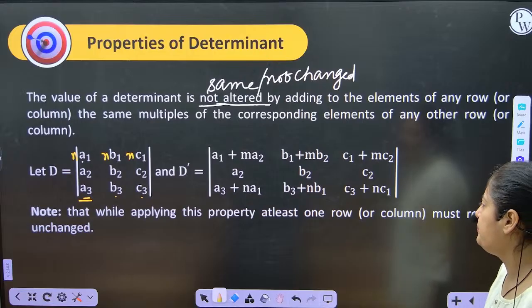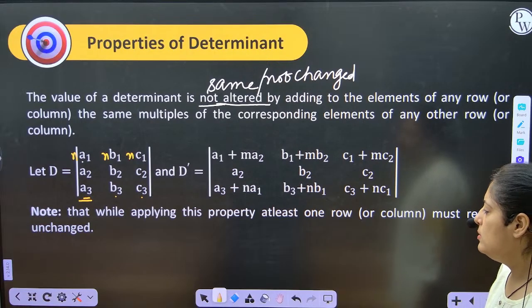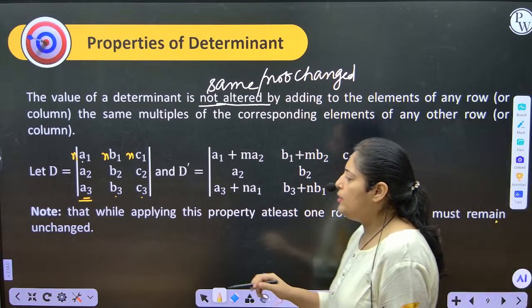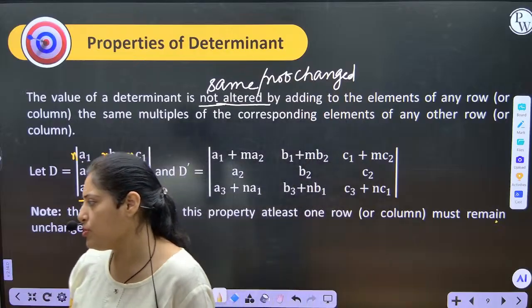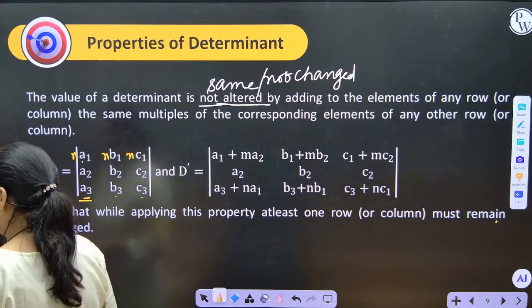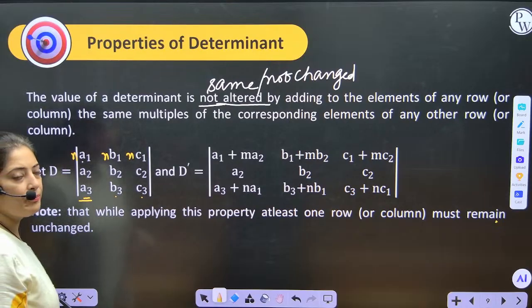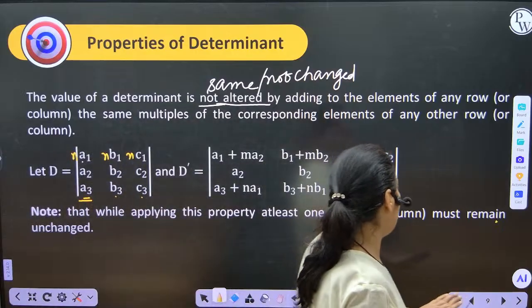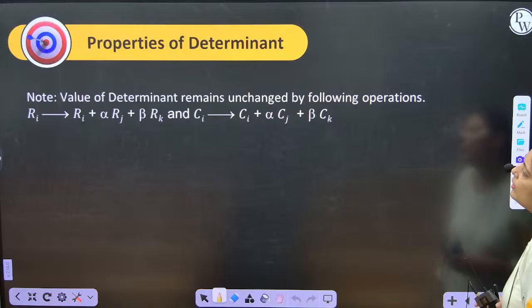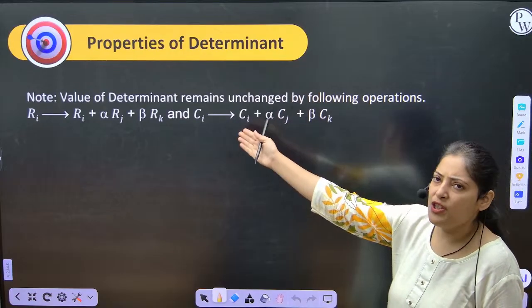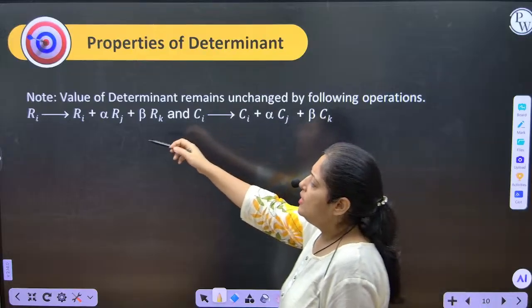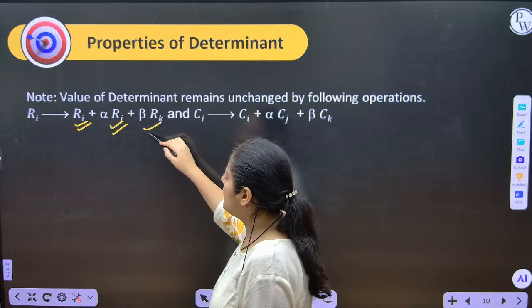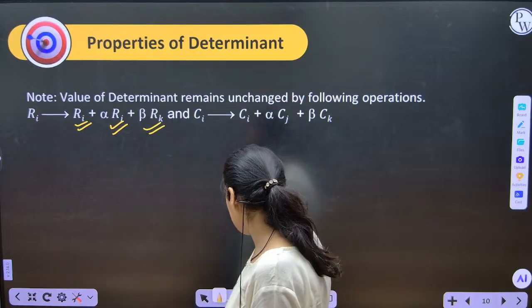Write it quickly. Now, one row must remain unchanged. That means don't change one row or one column. These are the operations which we have applied. One row I am changing, another row I am multiplying with alpha, another row I multiply with beta. Plus or minus we can do.